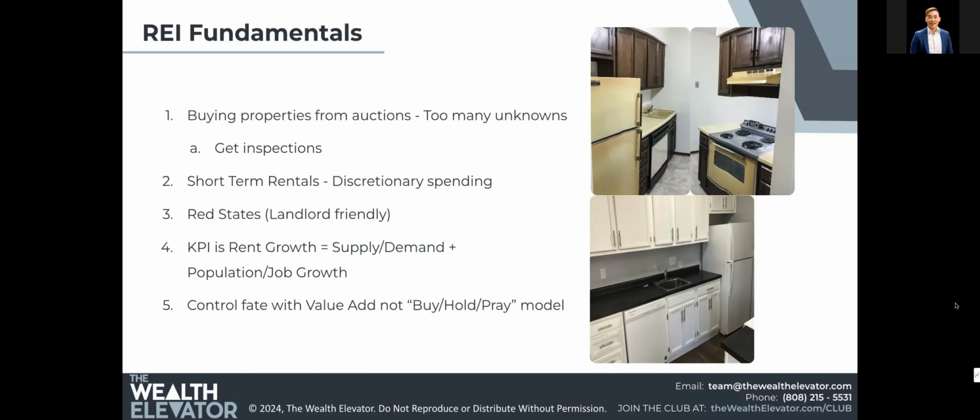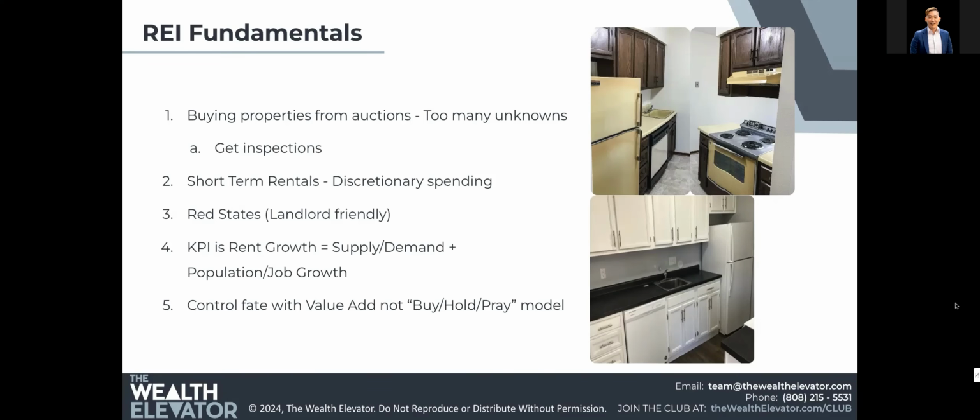The last thing we like to do is control our own fate with these renovations. This is totally different than the buy, hope, and pray model. The buy, hope, and pray model is what I did when I first started to invest in 2009 to 2015, when I was just buying rental properties.